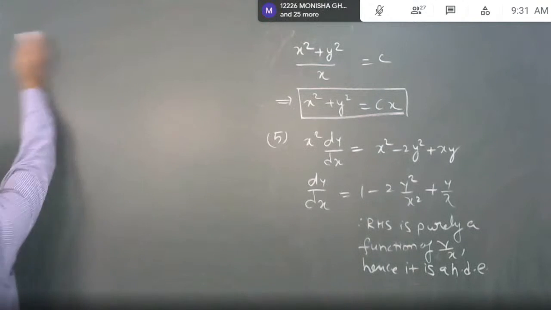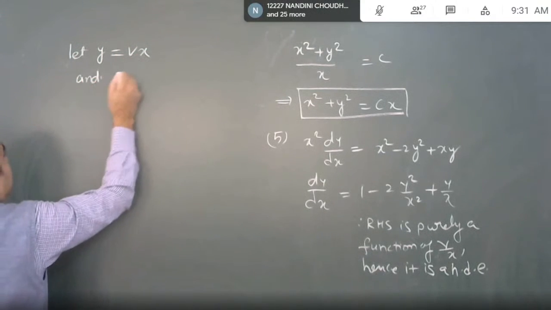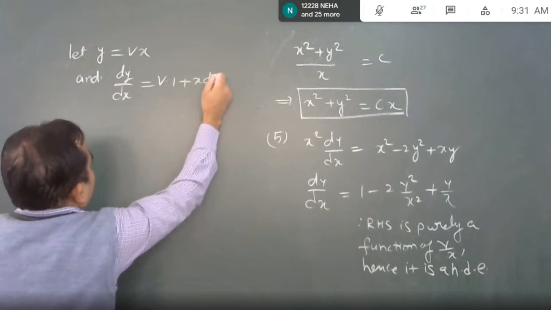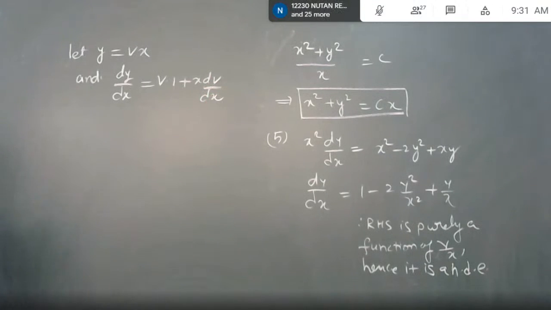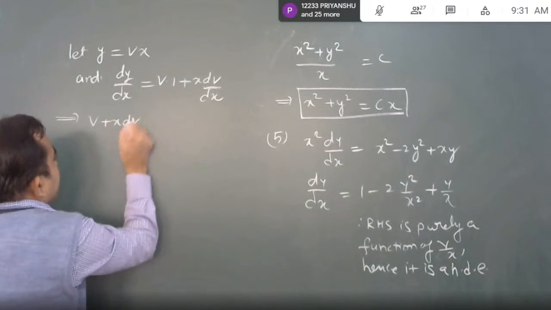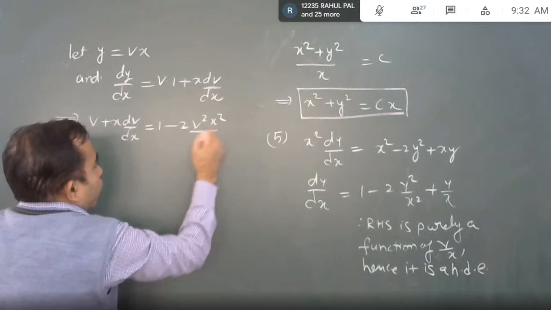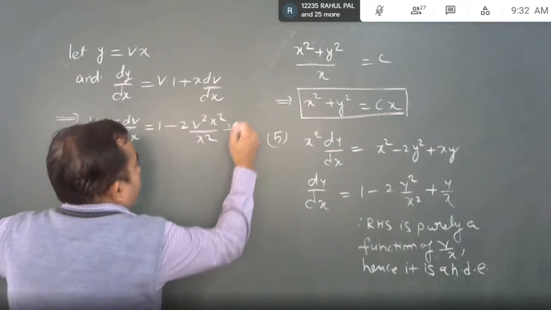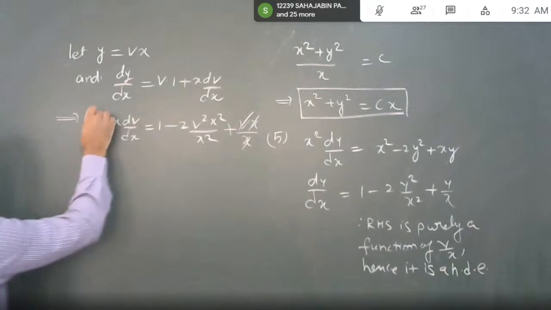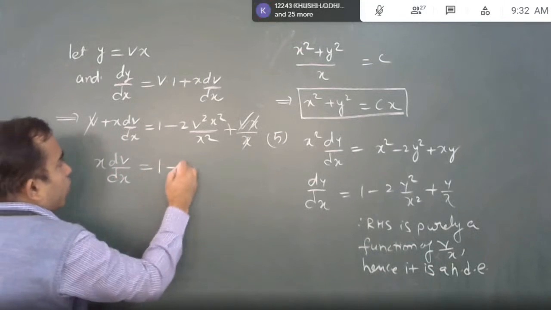Now to solve it the same method, let y equal to vx and dy upon dx equal to v into 1 plus x dv upon dx. Okay, so let us make the substitution. The equation will become v plus x dv upon dx equal to 1 minus 2v square x square upon x square plus vx upon x. X get cancelled and I can see v also get cancelled from both the sides, and equation will become x dv upon dx equal to 1 minus 2v square.